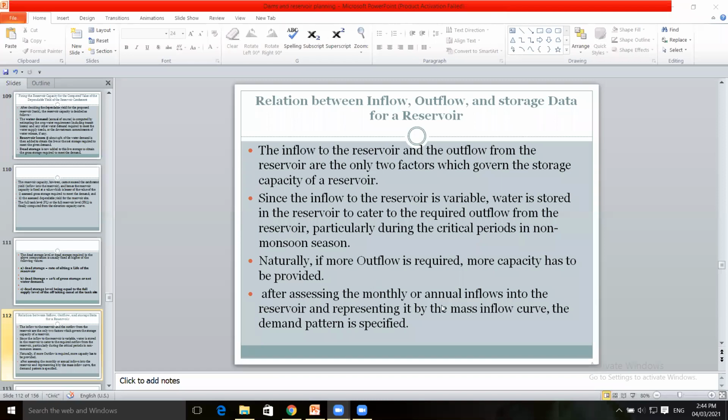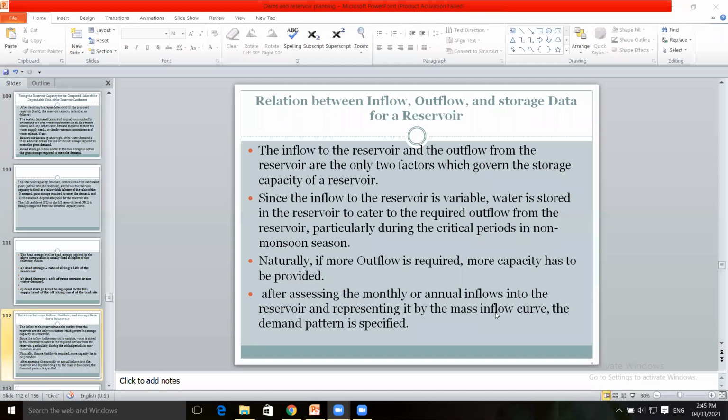After assessing the monthly or annual inflow into the reservoir, it is represented by the mass inflow curve. So monthly inflow and annual inflow किती झाले? Throughout the year or per month, how much inflow has occurred is represented in the mass inflow curve. In mass inflow curve आपण काय मिळेल? Inflow किती झालेला आहे? Inflow in the reservoir.